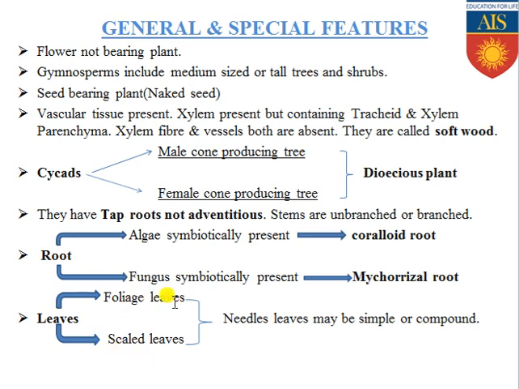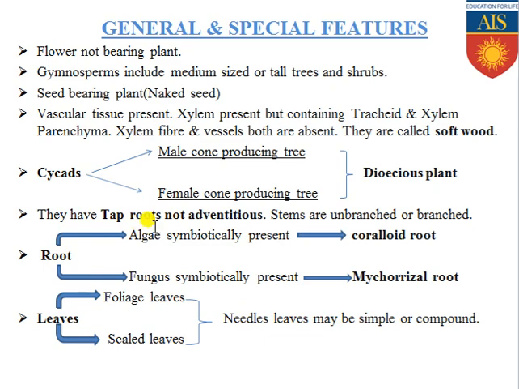That means in case of some of the leaves, only a leaf-like foliar structure is present. That's why they are given the name foliage leaves. Other leaves contain many scales or needle-like structures, so they are known as scaled leaves. Needle leaves may be simple or compound. The needle-containing leaves can be simple leaves or compound leaves like tamarind. So this is overall the basic features as well as the special features of the Gymnosperm.